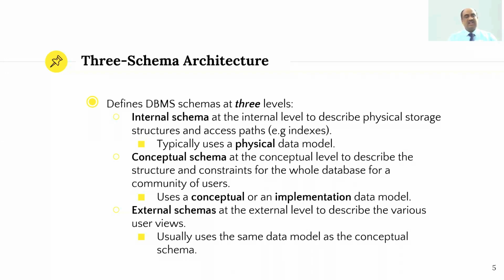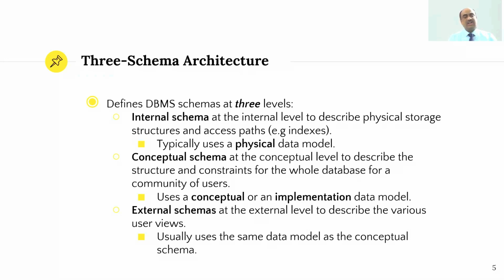As I said earlier, internal schema means the internal design of a database. That means the internal level describes how the data should be stored in physical storage. That is, it describes the physical storage structure as well as how to access the data, indexes, hash functions, in which part of the memory it is stored, how to fetch the data. All these designs are given by the internal schema. And this typically uses a physical data model. As you know, there are different types of data models. The internal schema is based on the physical data model.